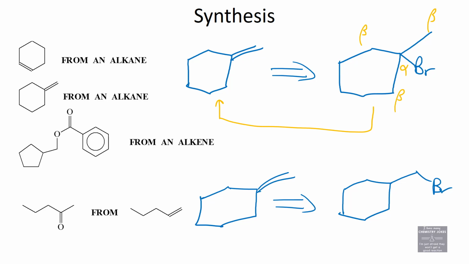I want anti-Zaitsev elimination. That means I need to add a large bulky base. KOtBu is one of our favorites. Let's heat it just to hedge our bets. We could also use DBU. It's a bulky base. It does elimination, E2, anti-Zaitsev. And that's what we want.